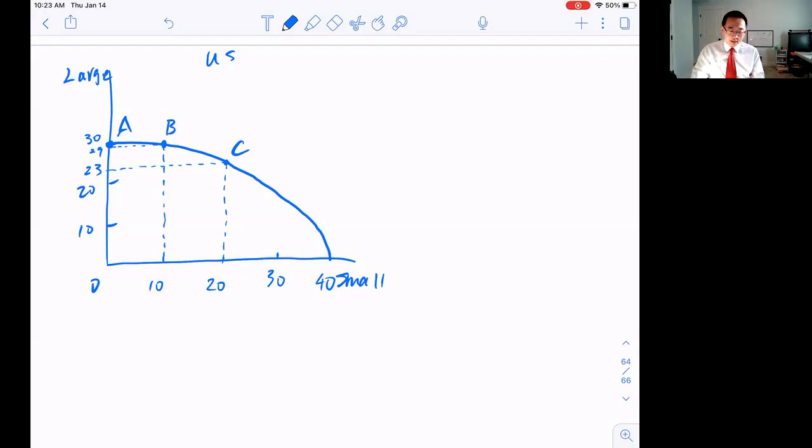Because when we added 10 more, when we went from 10 to 20, we moved from point B to point C. So that means we lost 6 large airplanes because we went from 29 large to 23 large, right? So the 2nd batch of 10, we gave up 6 large airplanes. Everybody with me, right? So now let's say the same thing keeps happening.